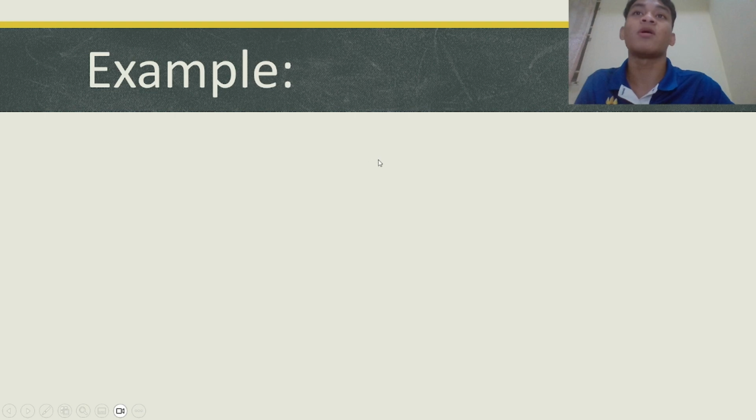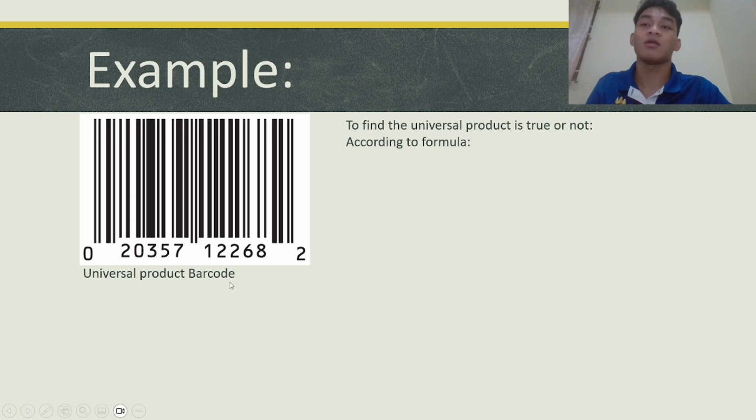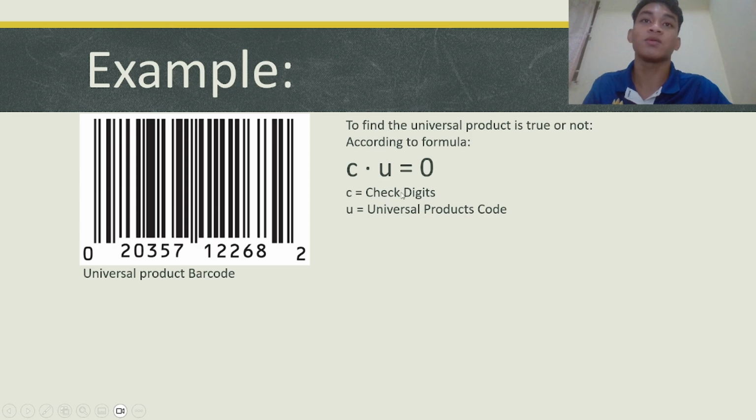And move on to the example. Here is the universal product barcode. In order to find out whether this universal product barcode is true or not, the first thing we need to know is the formula. According to this formula, C multiply U must equal 0 in order for this universal barcode to be true. C is equal to the check digit and U is equal to the universal product code. And I took this formula from the book, chapter 8, coding.